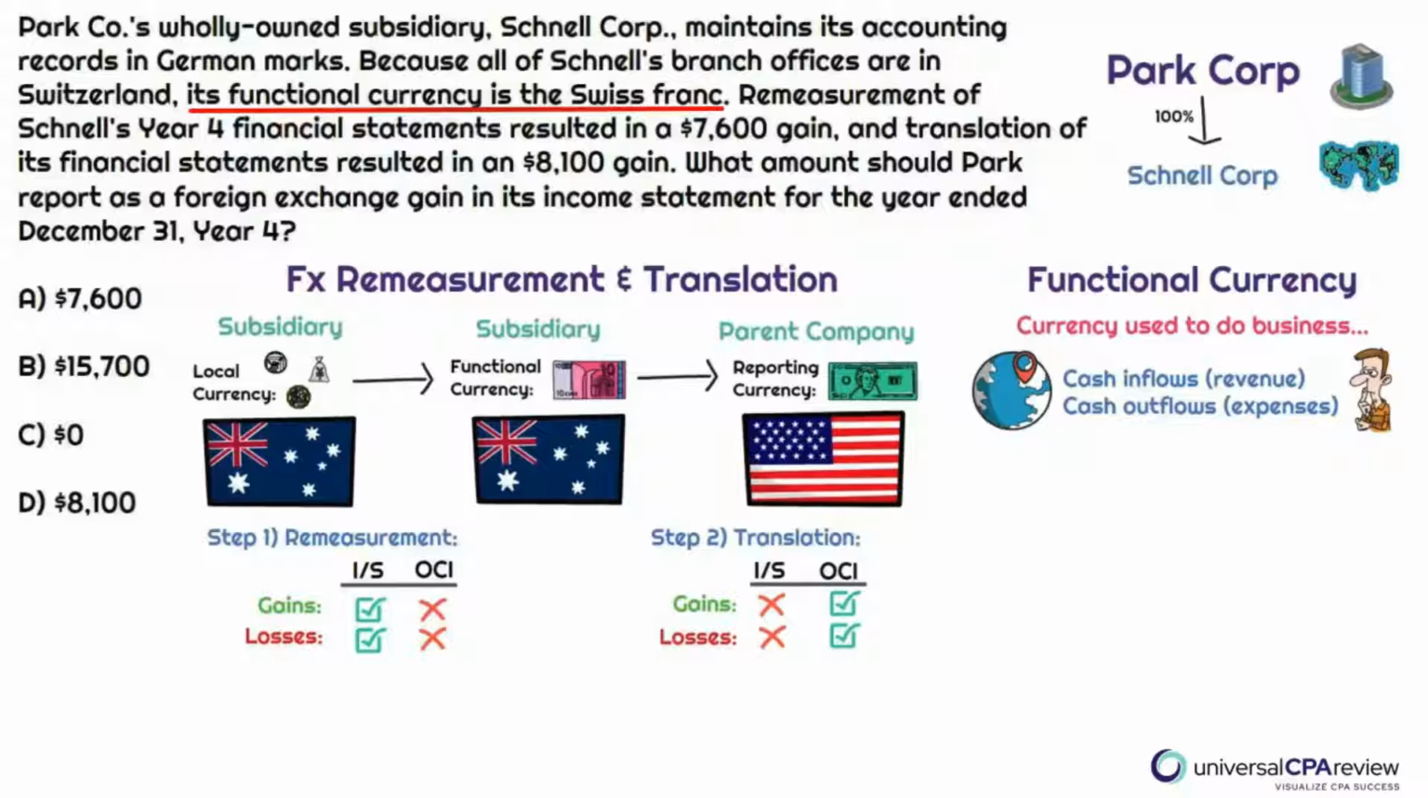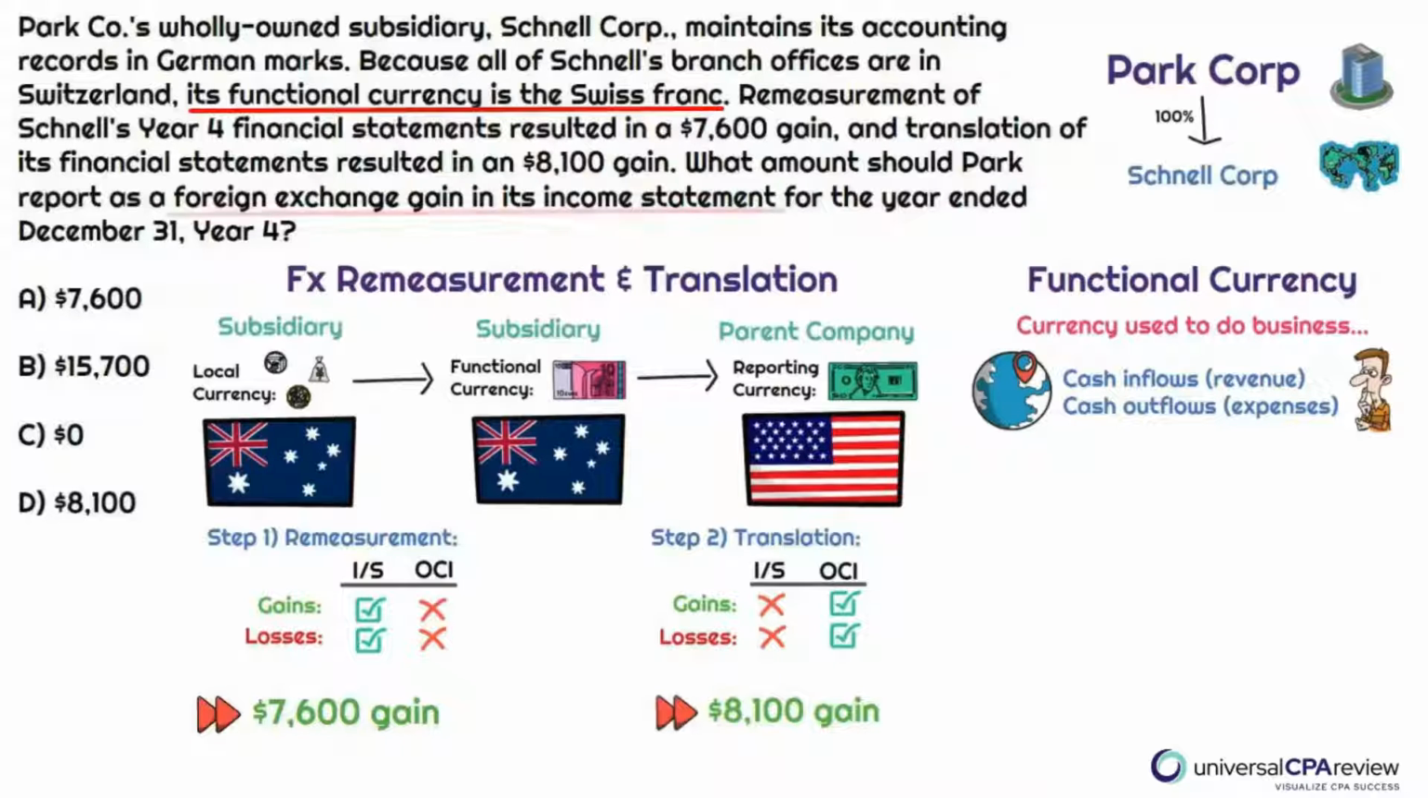So it's important that we understand that, because then the question tells us remeasurement of Schnell's year 4 financial statements resulted in a $7,600 gain, right? So when we think about remeasurement, any gains or losses go to the income statement. And that's because, again, we were converting the local currency records to the functional currency of the Swiss franc. Now, it then goes on to tell us translation of the financial statements resulted in an $8,100 gain. Right? But under translation, that goes to other comprehensive income and not the income statement, right?